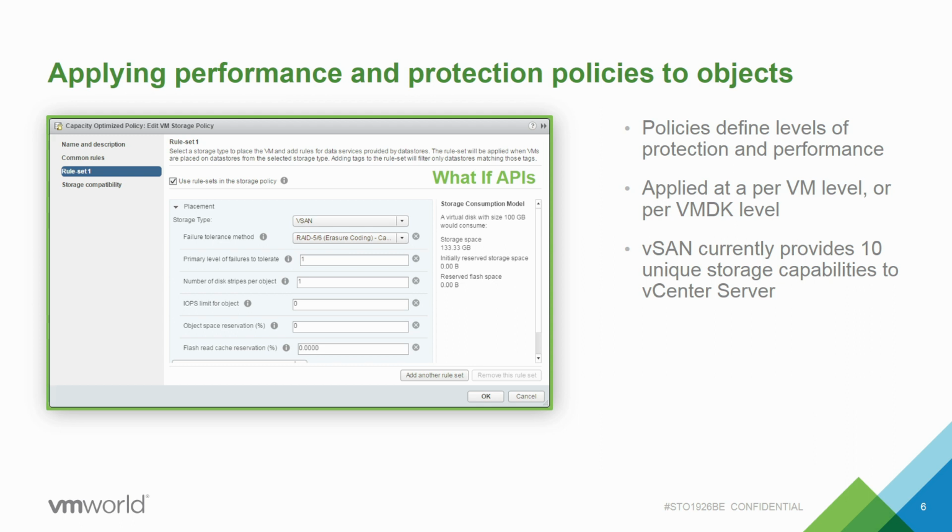As we look at what these are, we've got our primary failure to tolerate here. We've got our number of stripes, as I mentioned, and these other things. Now, we want to make sure the implications of changing this are exposed. So we have what-if APIs. If you're setting a policy on a VM or changing a policy, it's going to show you on the right what the implications of that policy change are. In this case, because our object space reservation is set to 0, the initial reservation is going to be 0. This is thin.